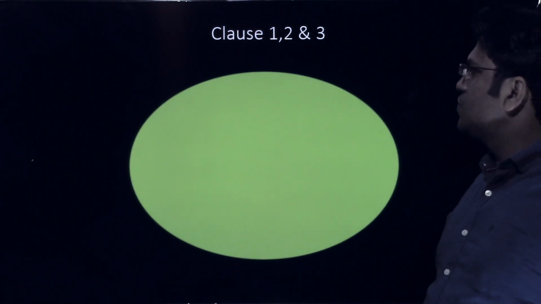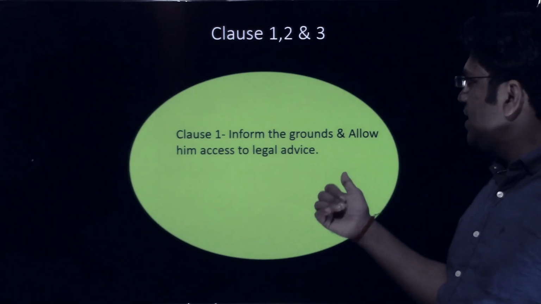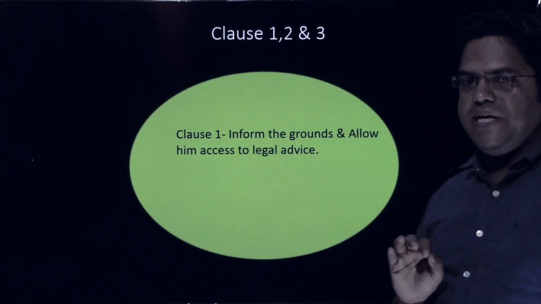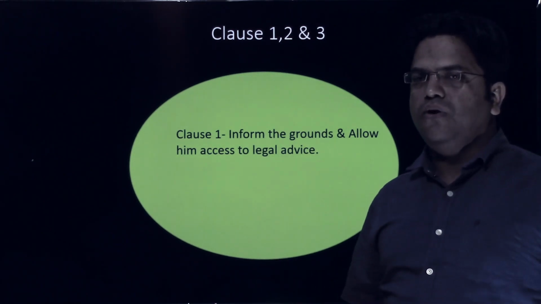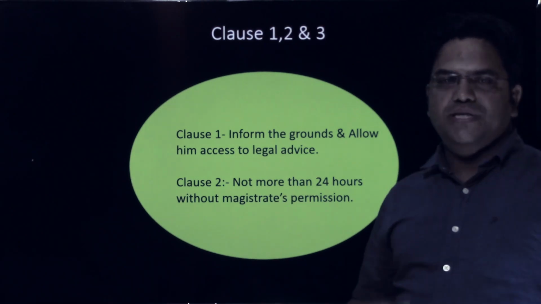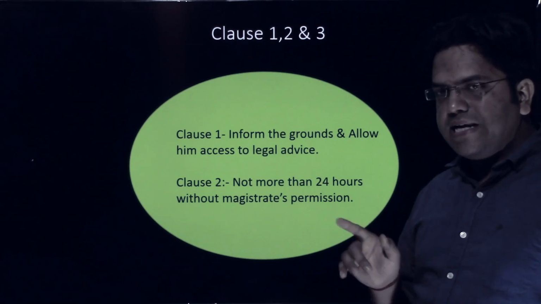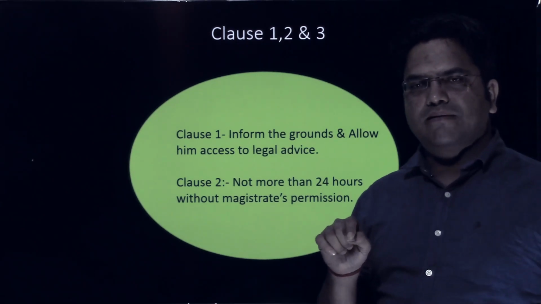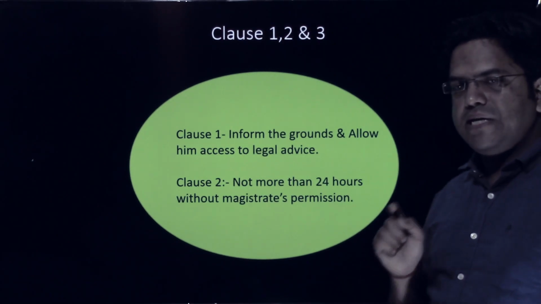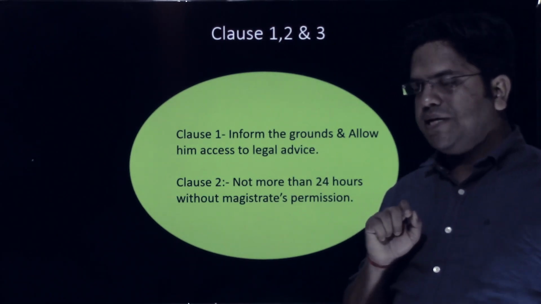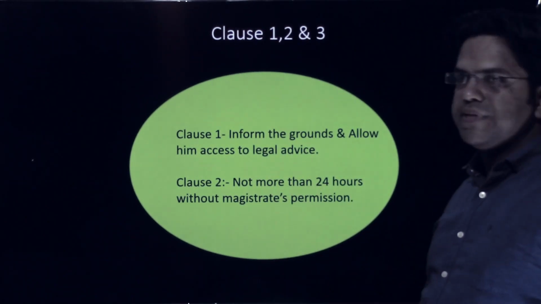So clause 1 and 2 deal with this: while arresting you, the police needs to let you know on what grounds you are being arrested, and it needs to provide you legal advice, meaning availability of a lawyer, right? Clause 2 says not more than 24 hours without magistrate permission. So what is the rationale behind it? See, when the police arrests you, it is a party to that act, right? So their rationale over the arrest cannot be believed. They can act in a biased manner, they can act in an arbitrary manner, right? So their version cannot be believed. So you need a neutral person, and that neutral person can be a magistrate.